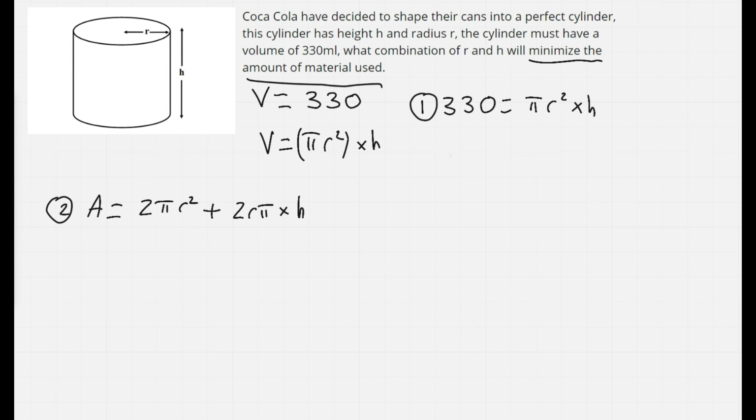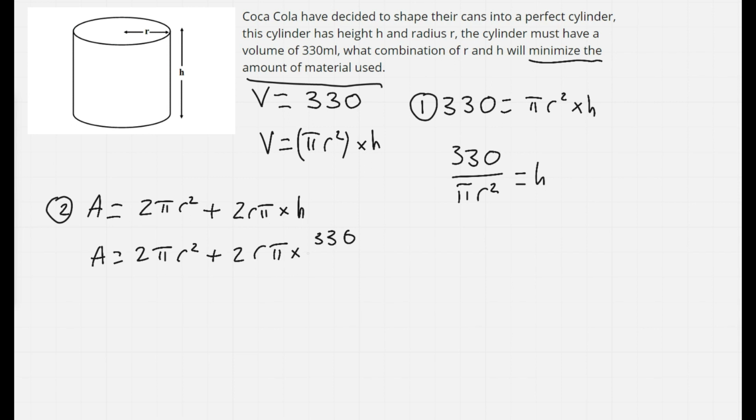I can get rid of one variable. I can divide by pi r squared, so I get 330 divided by pi r squared equals h. I can then input that value, so I get A equals 2 pi r squared plus 2 r pi multiplied by 330 divided by pi r squared. Now, I hope you can see the pi will cancel, one of the r's will cancel, and I should be left with 660 divided by r. So I get 2 pi r squared plus 660 divided by r, but that's the same as 660 r to the minus 1.